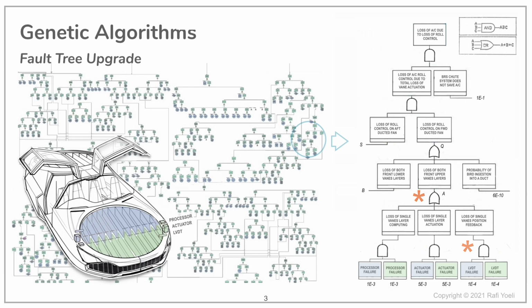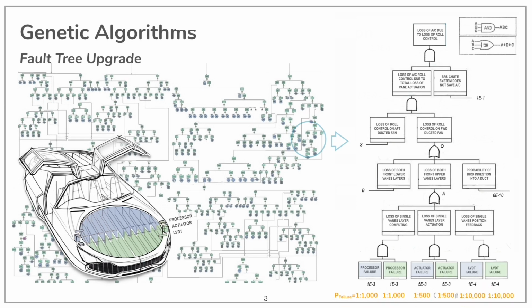And at the entrance to each gate at the bottom of the tree, is one processor plus another one, so 2, in case one of them fails, and similarly 2 actuators and 2 LVDTs. So the components at the bottom have what's called double redundancy.